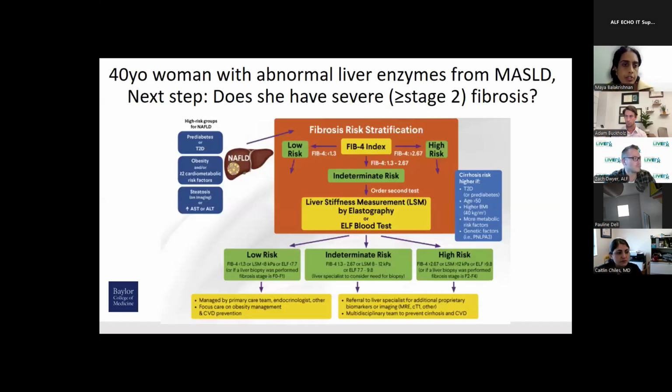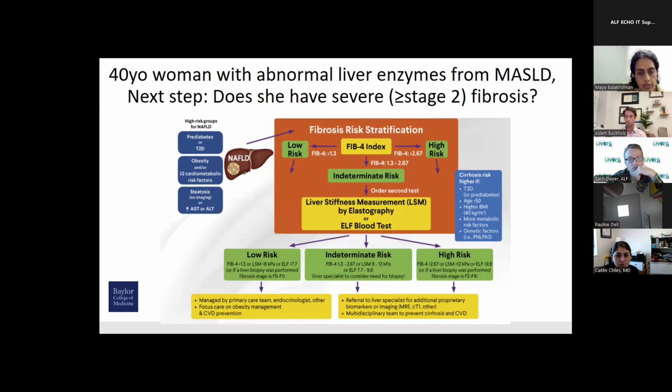So the next step is to figure out, does this patient with MASLD have severe fibrosis? And this is a slide that Dr. Buckholz shared. It's a fibrosis risk stratification algorithm from the ACE guidelines, the endocrine guidelines. And it lays out how you approach this. You start with a FIB-4, and based on the FIB-4 test, you make some decisions about whether the patient needs an immediate referral to hepatology, whether they can stay in the primary care clinic, or whether they need another test to figure out whether they have stage 2 fibrosis or more.